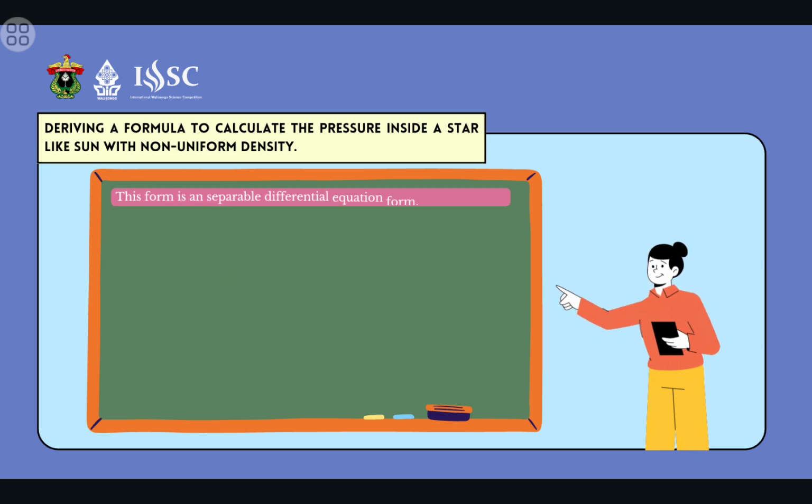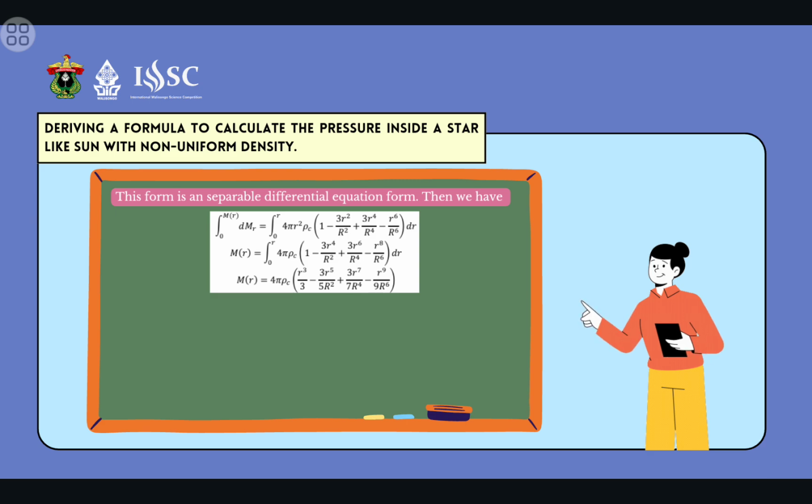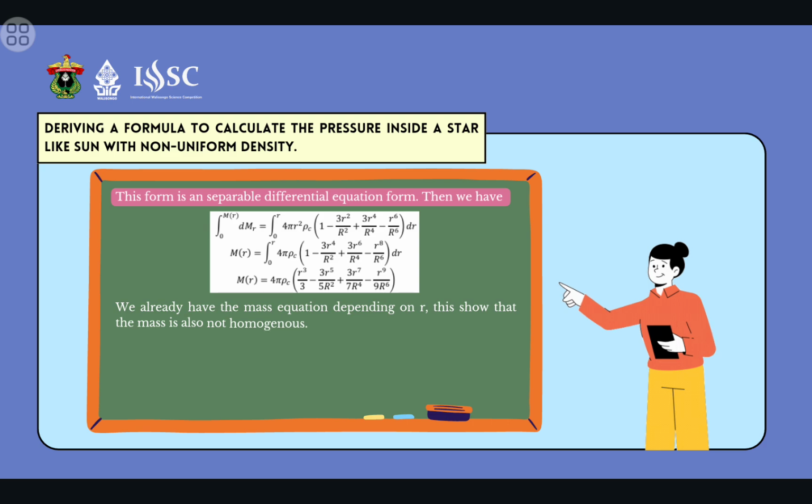Now, this form is a separable differential equation. If we substitute that into the mass continuity equation, we will have this form. If we integrate both sides, dm(r) from 0 to m(r), and the right side from 0 to r, we will have the mass function depending on r. So if we take a look at the final form, we already have the mass equation depending on r. This shows that the mass is also not homogeneous.